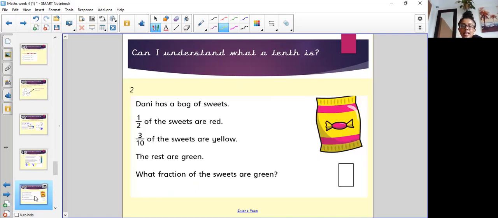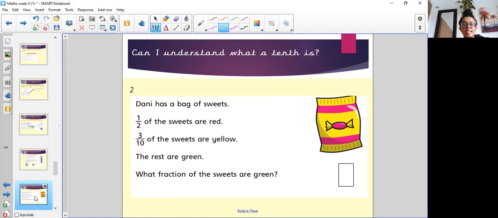Number 2, Danny has a bag of sweets. Half of the sweets are red and 3/10 of the sweets are yellow. The rest are green. What fraction of the sweets are green? So what you're going to have to do for this is break this question down. You've been given information that half of the sweets are red. So what is half of 10? That will be your first fraction.